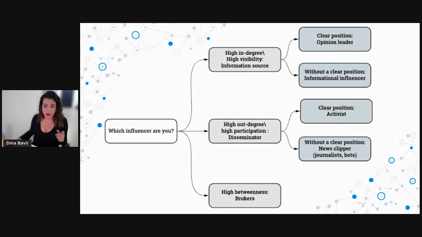Do you have a high in degree, high visibility? Are you an information source? Do you have a clear position? Are you an opinion leader? Do you not have a clear position? Maybe it's just some kind of a news outlet. Do you have a high out degree, high participation? Are you a disseminator? If you have a clear position, you're an activist. If you don't, maybe it's a bot. If you have a high betweenness, you're a broker of information. You're the main hub where information goes from one side to another.